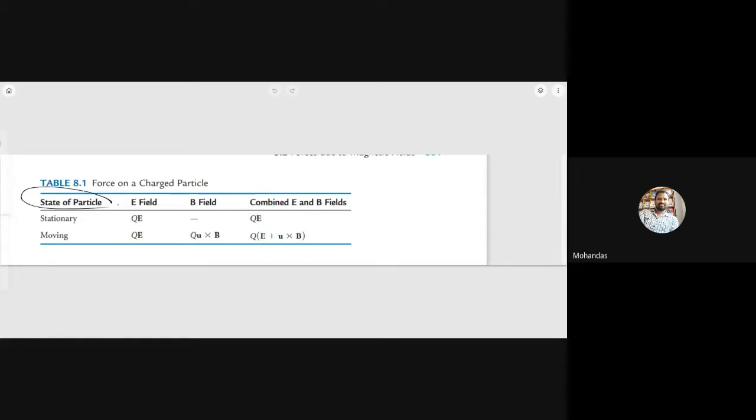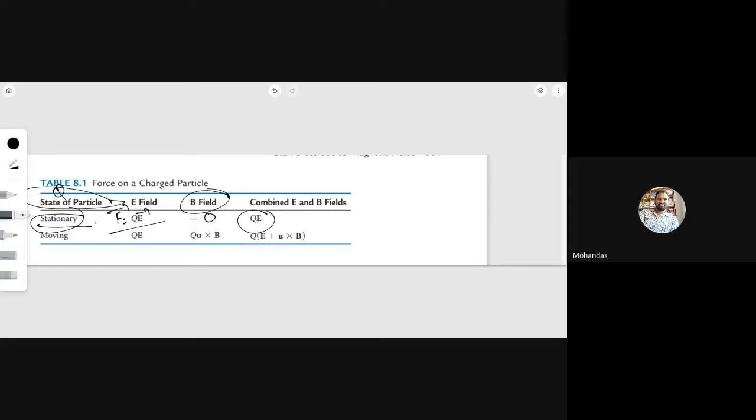State of the particle. If the charged particle Q is stationary, then we have the force equal to Q into E. If the charge is at rest, do you have any force on the charge in the presence of a magnetic field? If it is at rest, the force is 0. So the combined force is Q into E.